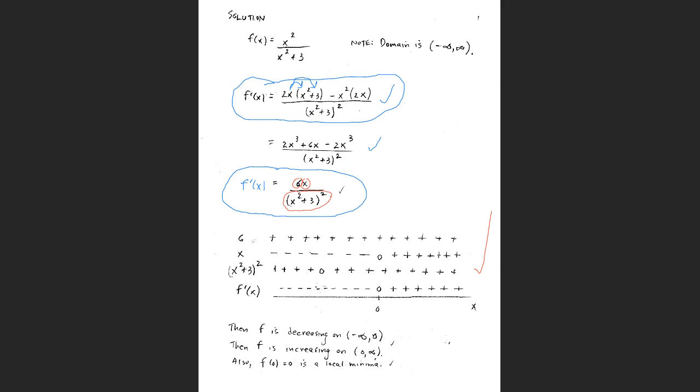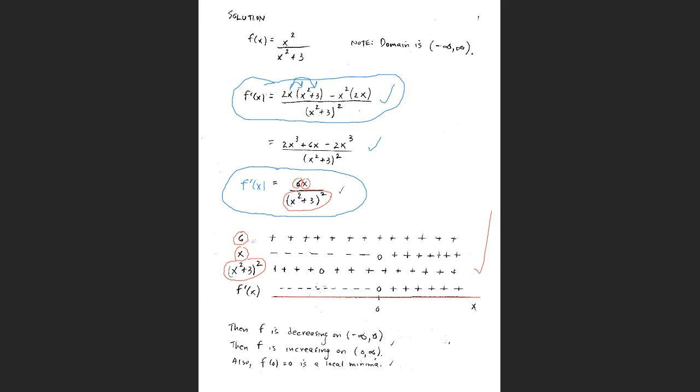We have the 6, we have the x, and we have the x squared plus 3 squared. 3 components. Along my axis here at the bottom, this is the entire x-axis. Remember, the domain is from negative infinity to infinity.